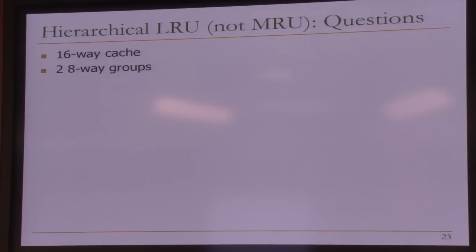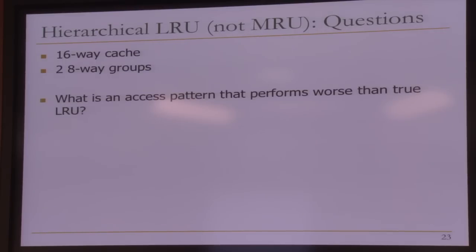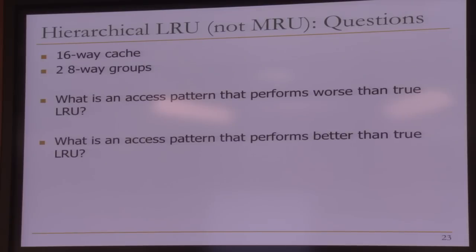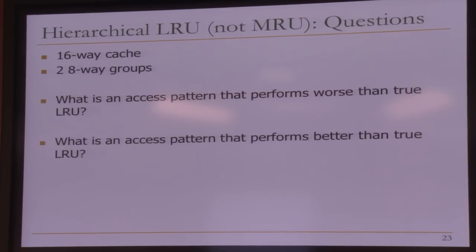You can go through this, but you can think of a 16-way cache with two 8-way groups. And then you can think of what is an access pattern that performs worse than true LRU. And you can also think of an access pattern that performs better than true LRU, because it's all dependent on the access pattern. If you have two 8-way groups, one group is the MRU group because it contains the most recently used block in the entire 16 ways. And the other group is the not MRU group, but you also keep track of the MRU block within that group. So what you replace is one of the seven blocks in the not MRU group. Make sense? It's fun to think about. It's not that complicated, actually. You can come up with access patterns right away.